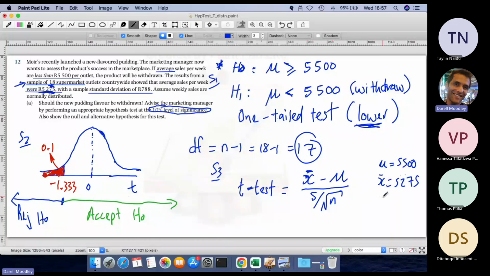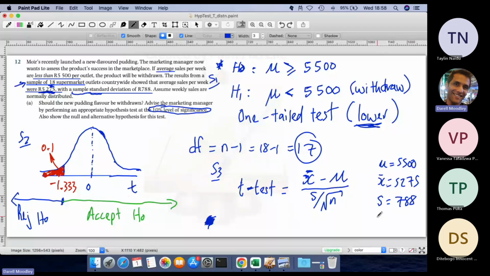Right. S is the sample standard deviation. And if you read the text, there's only one standard deviation given. Because they took a sample, and it even tells you your sample standard deviation, not the population standard deviation. Remember, the population standard deviation is sigma. That's your population standard deviation, but we don't have that, it's not known. They give you the sample standard deviation instead, which is S, and that's 788.